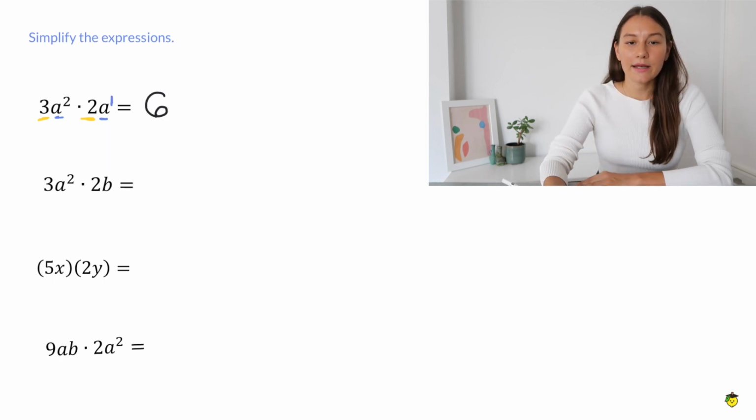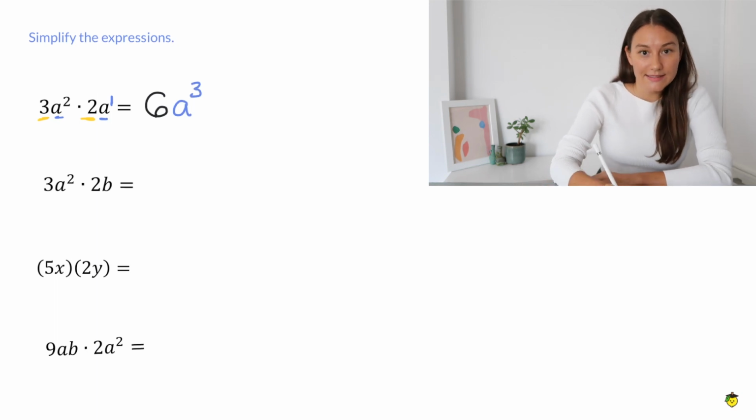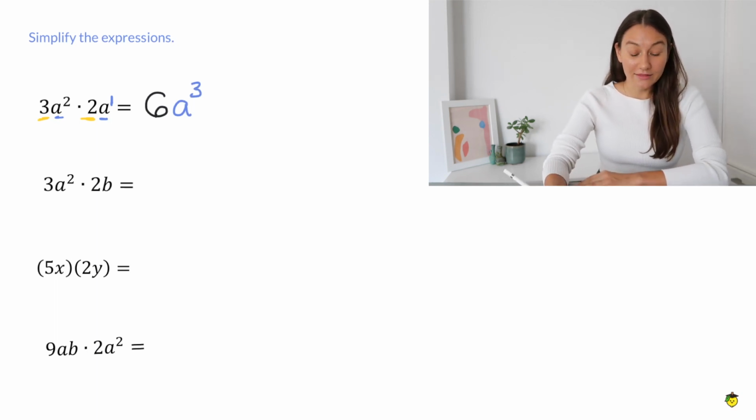So in this case, I have the same base being multiplied. All I have to do is add my exponents. So a squared times a gives me a to the 3rd. And so my answer is 6a to the 3rd. All right, let's look at the second one.